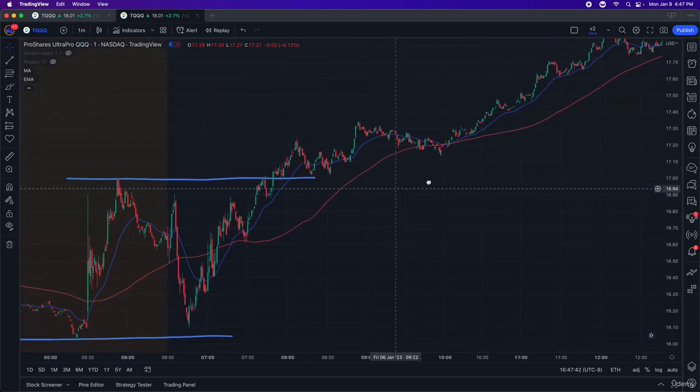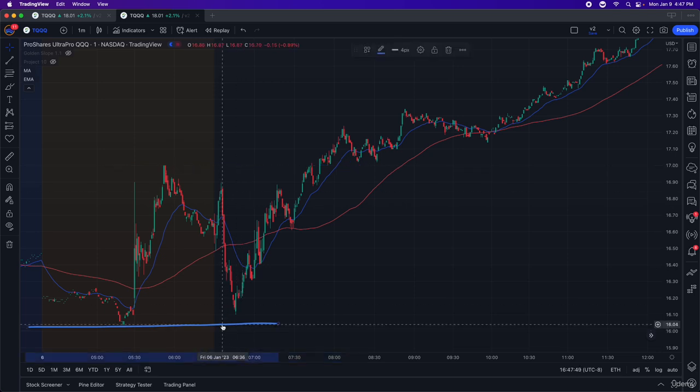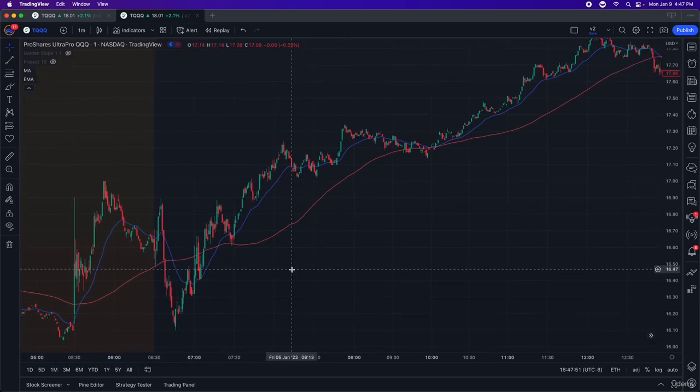The point I'm trying to make is that, guys, you can use all of these to understand the price action better, and support and resistance lines are a couple of them that are very powerful.